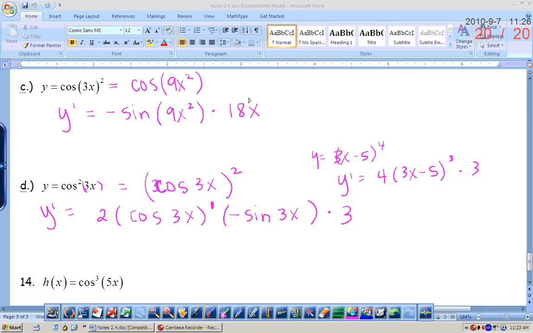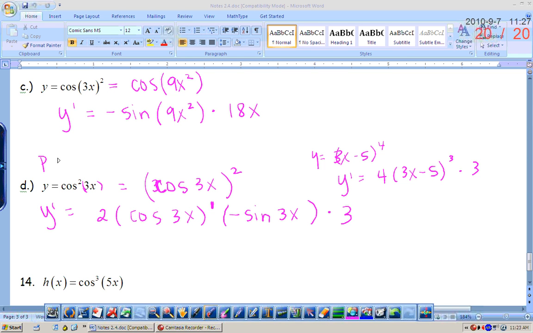Okay, so let me talk you through this again. We're peeling the onion. The very outside is the exponent. So the exponent came down in front, rewrite the parenthesis to the first power, and now I have to take the derivative of what's inside the parenthesis. So the derivative of cosine 3x, I start with the derivative of cosine, keep the same argument, and then I still have to take the derivative of the 3x, which is 3. It's basically, we had 3 layers of this onion. We had the power, the trig function, and then the argument.